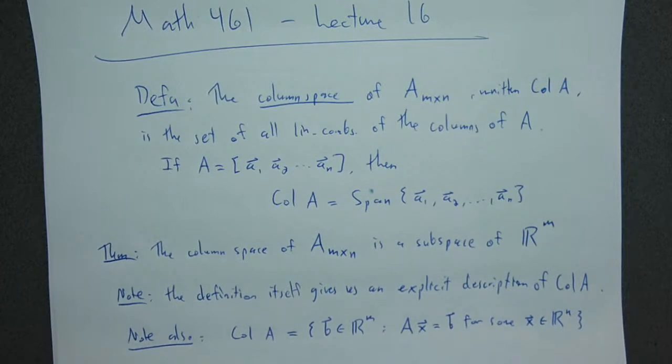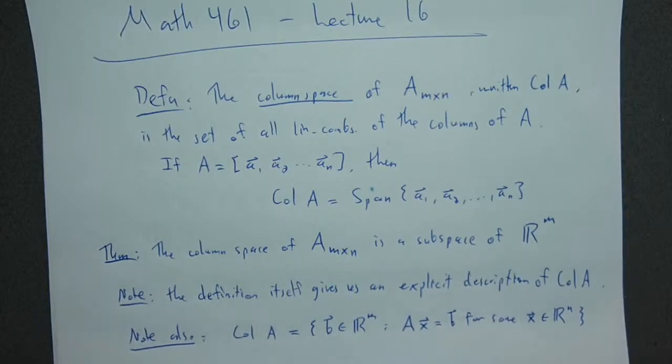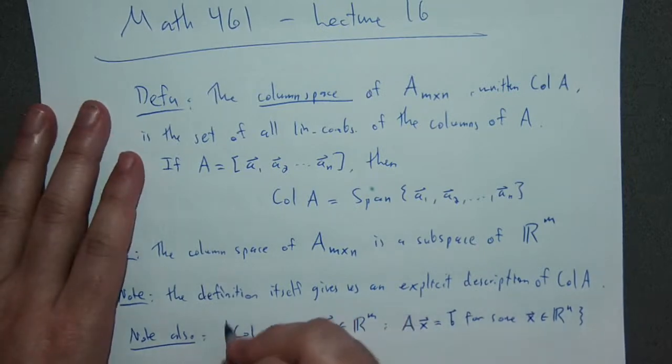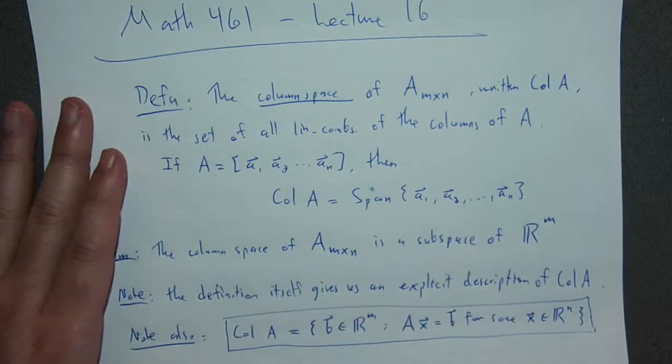Why does this make sense? Well, a vector is in the column space if it can be written as a linear combination of the columns of A. But if it can be written as a linear combination of the columns of A, say the weights in that linear combination are x1 through xn, then there is a solution to the equation Ax equals b, where this vector x contains the entries that are the weights in that linear combination. So here's another way of thinking about the column space.